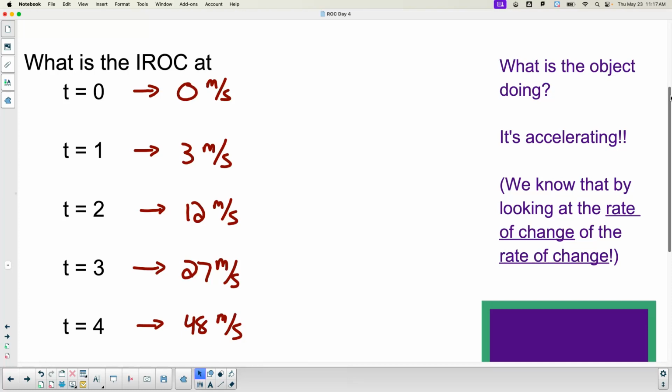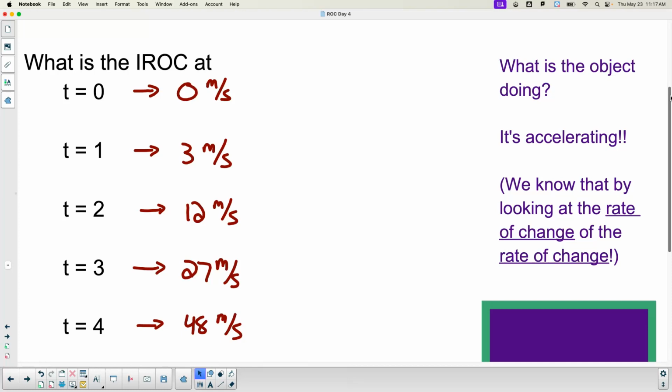What happens if, so we went to 3, then we went to 12. What if this one would have gone back to 3? It would have accelerated and decelerated. Pressing on the brakes, so it accelerated and it decelerated, okay?